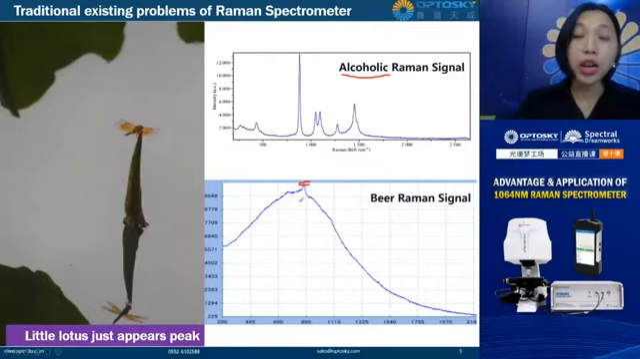Hidden. As we all know, beer is a biological sample, so it has huge fluorescence that hides the peaks. So this existing problem makes the Raman spectrum show only tiny peaks.